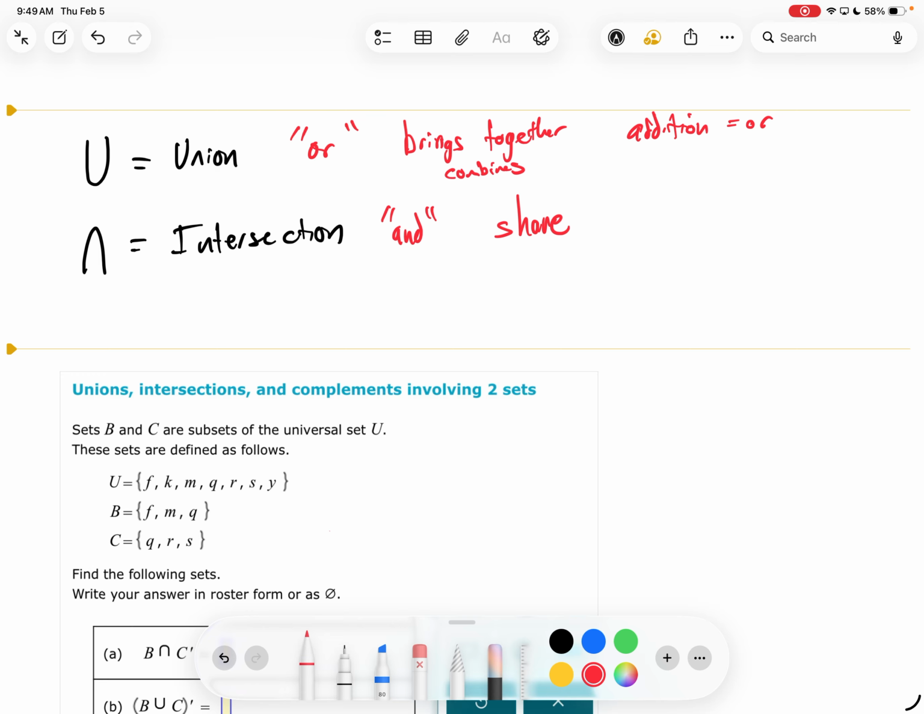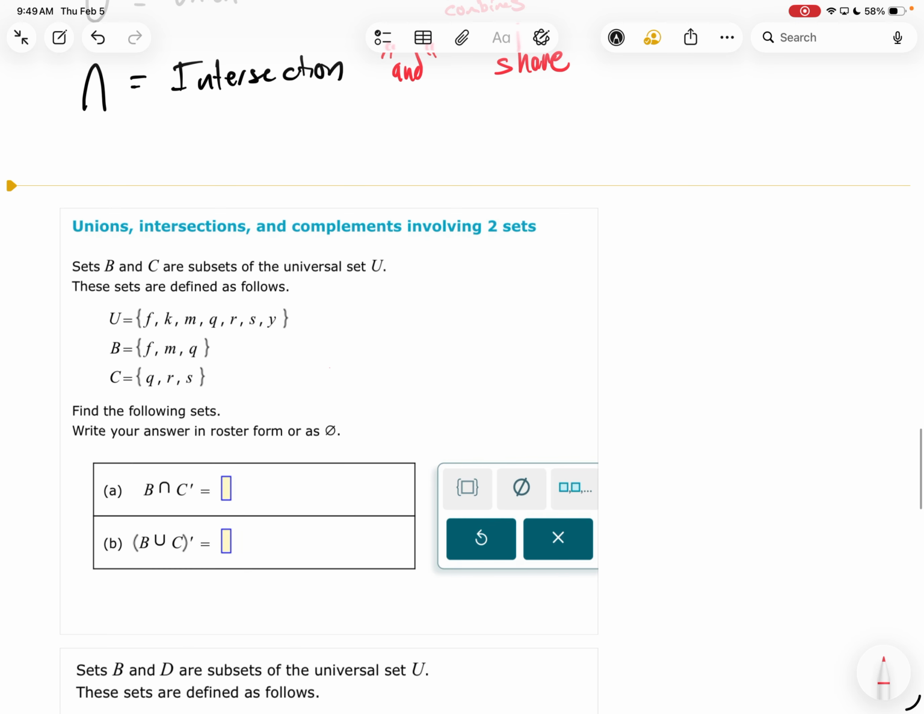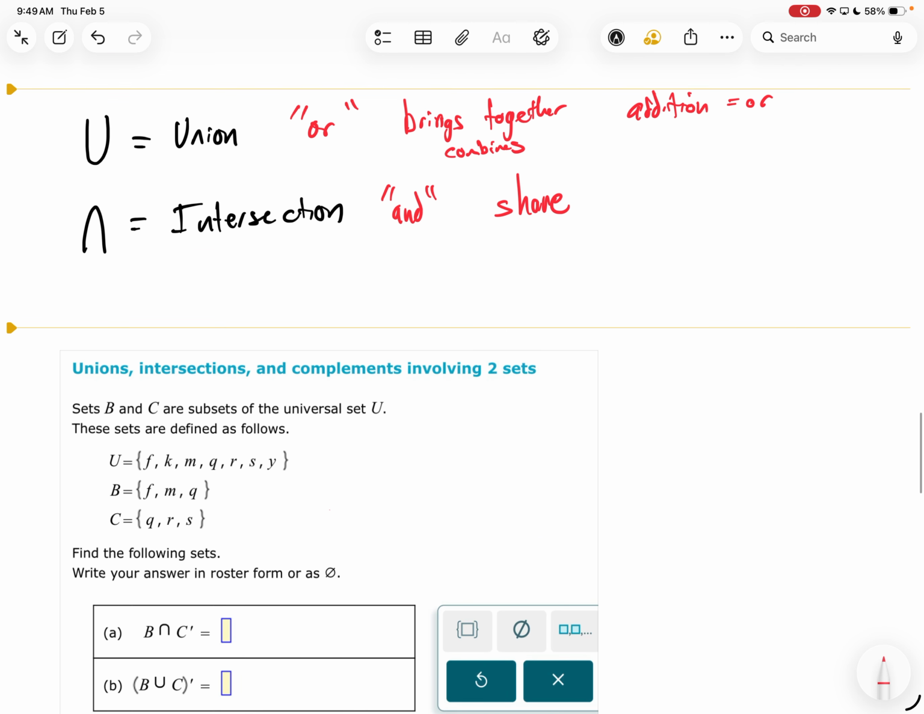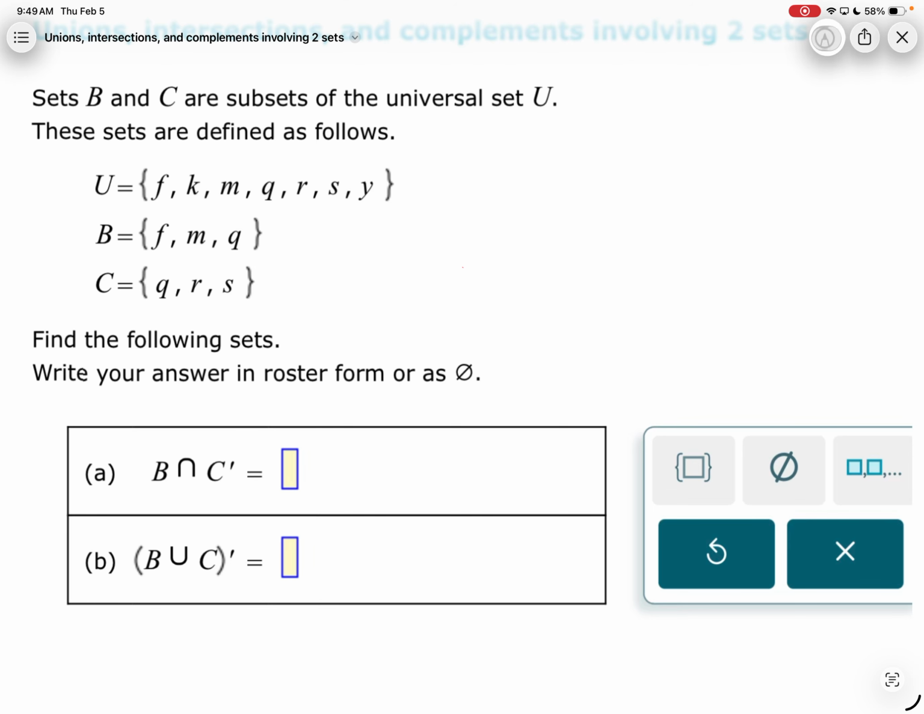These aren't hard when they're just by themselves, but when you start mixing in the complement and different things like that, it does get a little tricky. It's just like multiple steps, and you just have to take it step by step. All right, let you finish writing for a second.